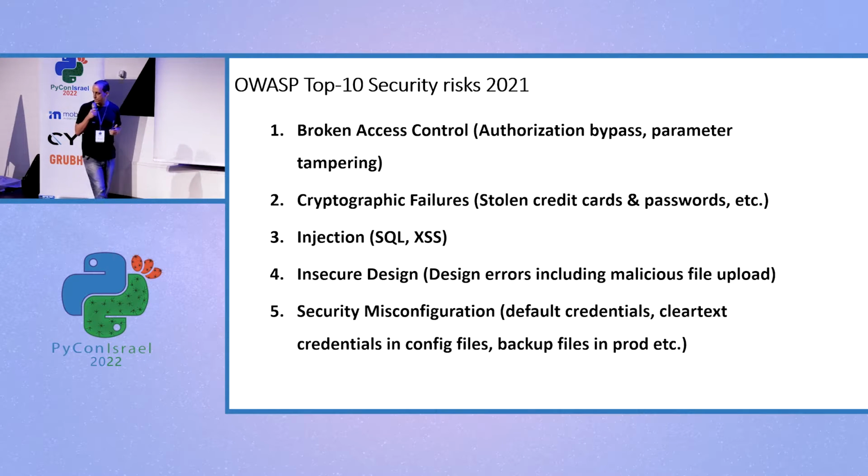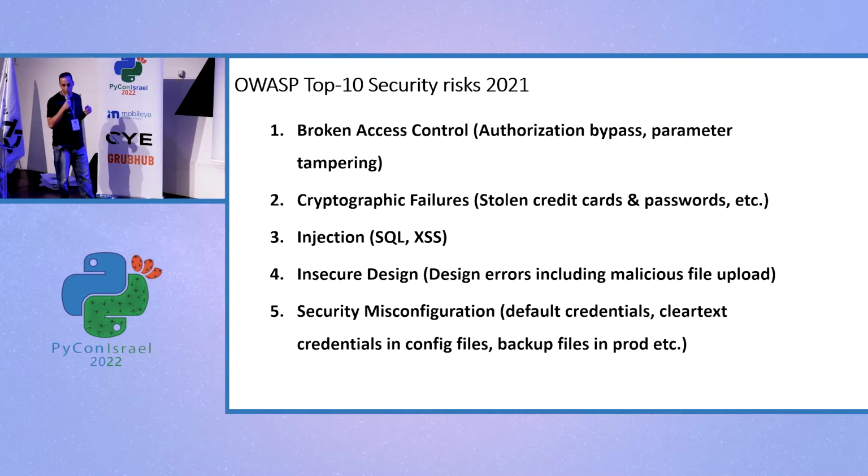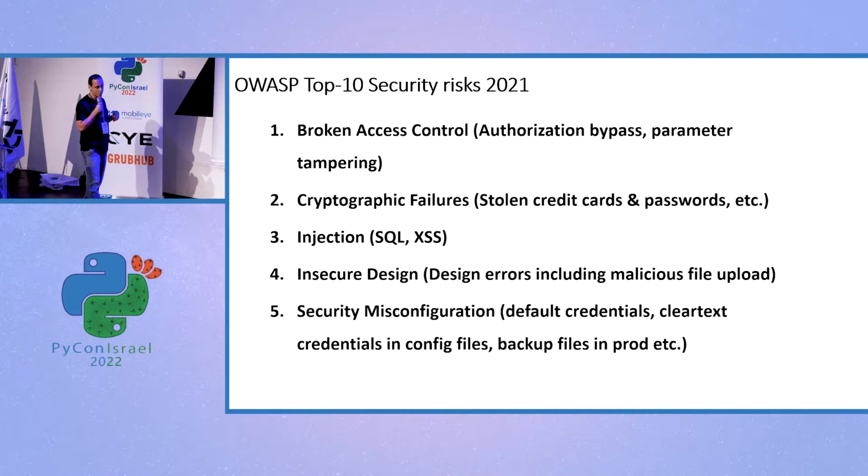So at number 1, you see broken access control, any attack that enables you to bypass the permissions mechanism. I'm going to show you a demo. It goes under this category. Cryptographic failures, stolen credit cards and credentials. This is at number 2. Injections, SQL injection, cross-site scripting. We're going to see an example. This is at number 3.